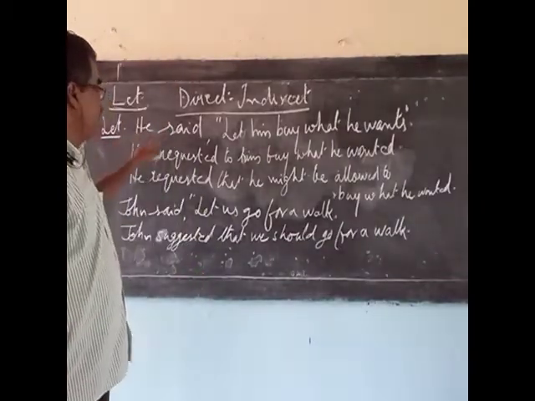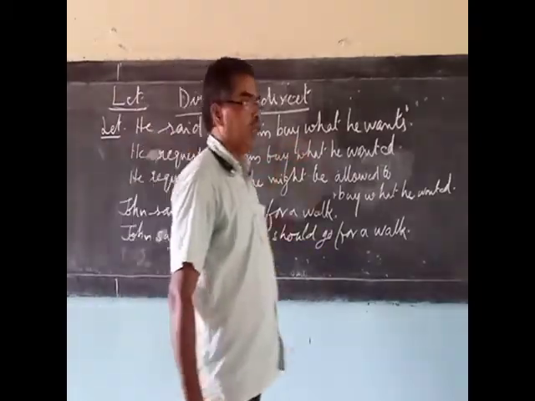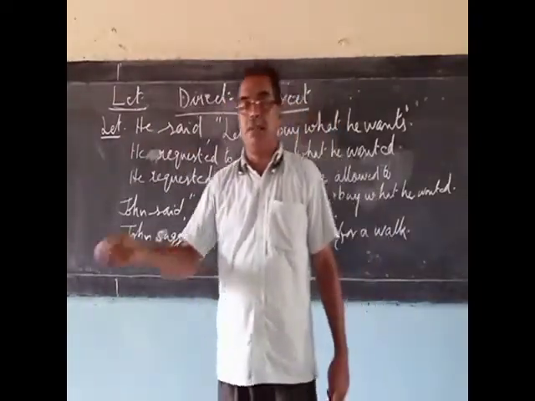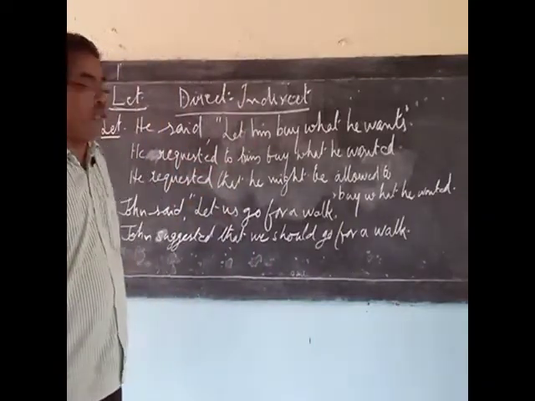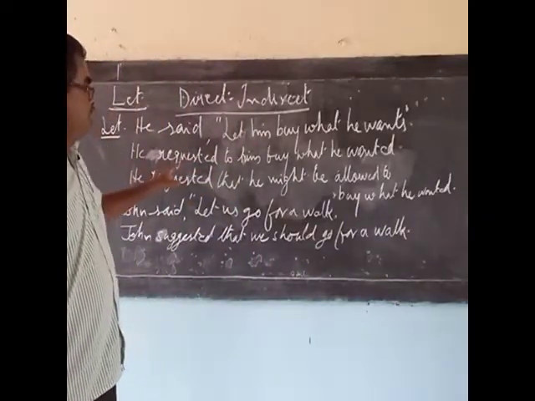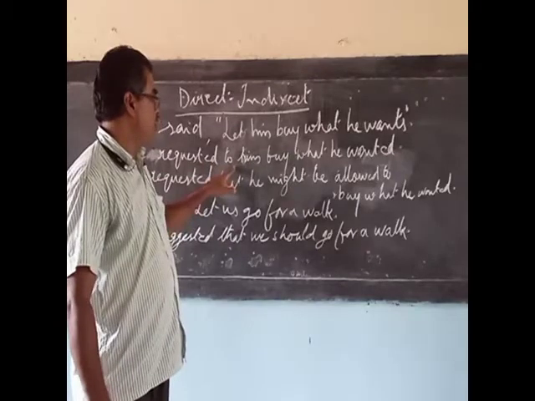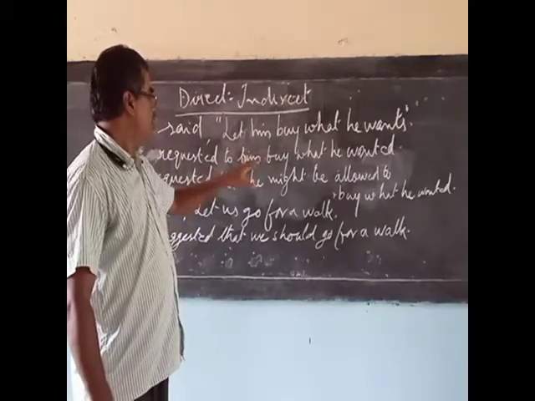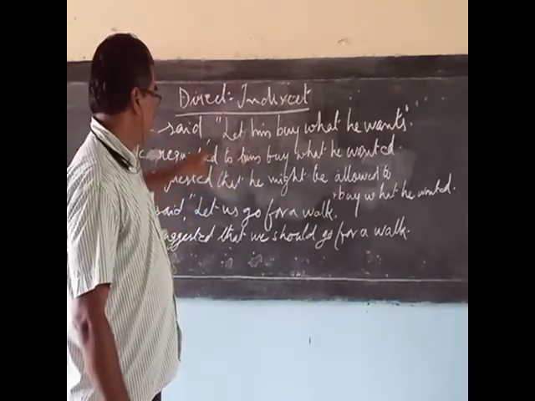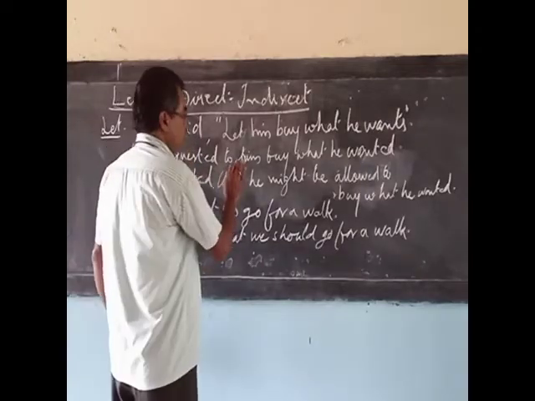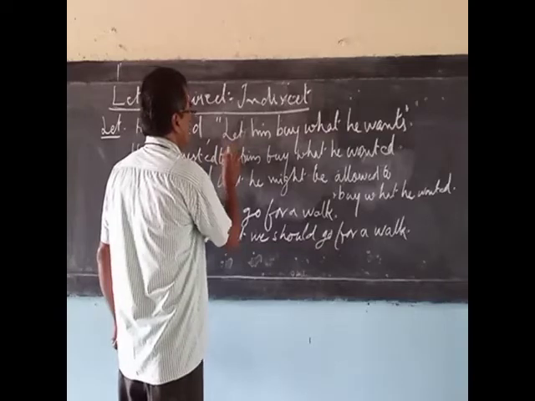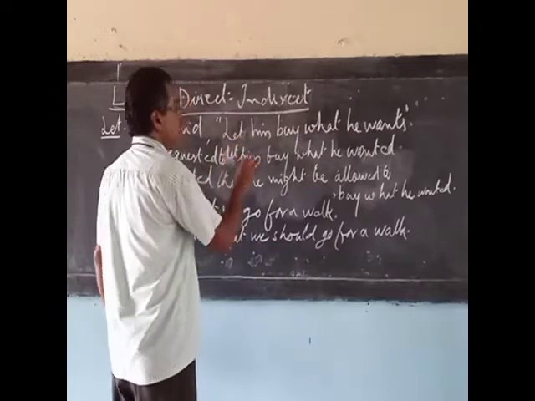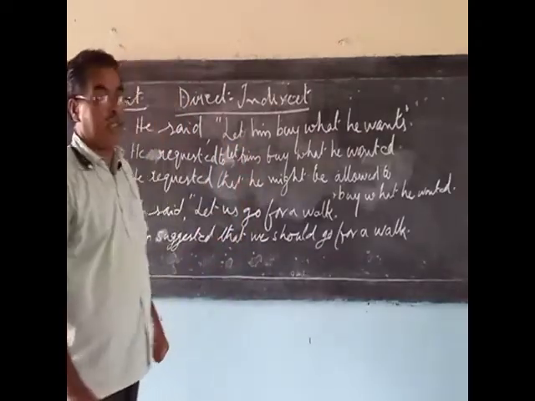Now, here is an example. He said, let him buy what he wants. Maybe thinking of a child who is wanting to buy something, asking for it. So, let him buy what he wants. He requested to him. He requested to let him buy what he wanted.